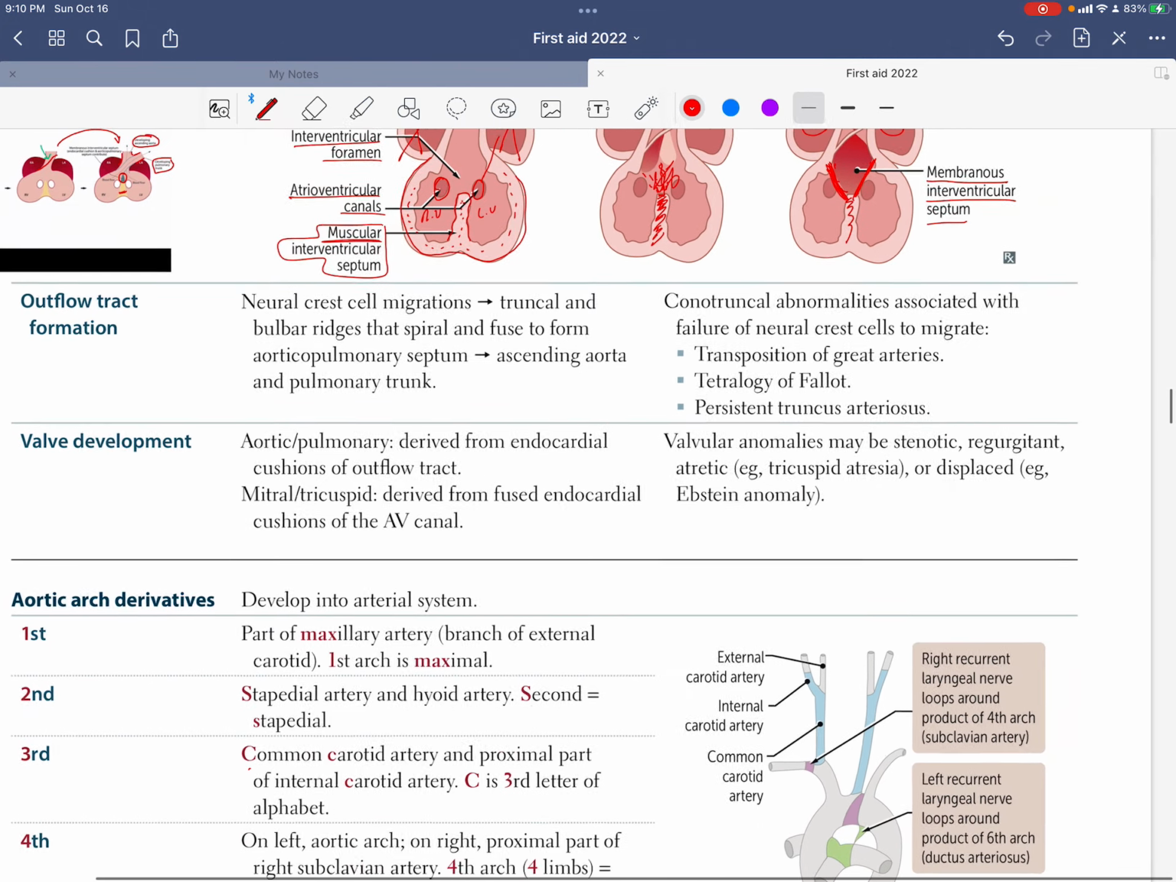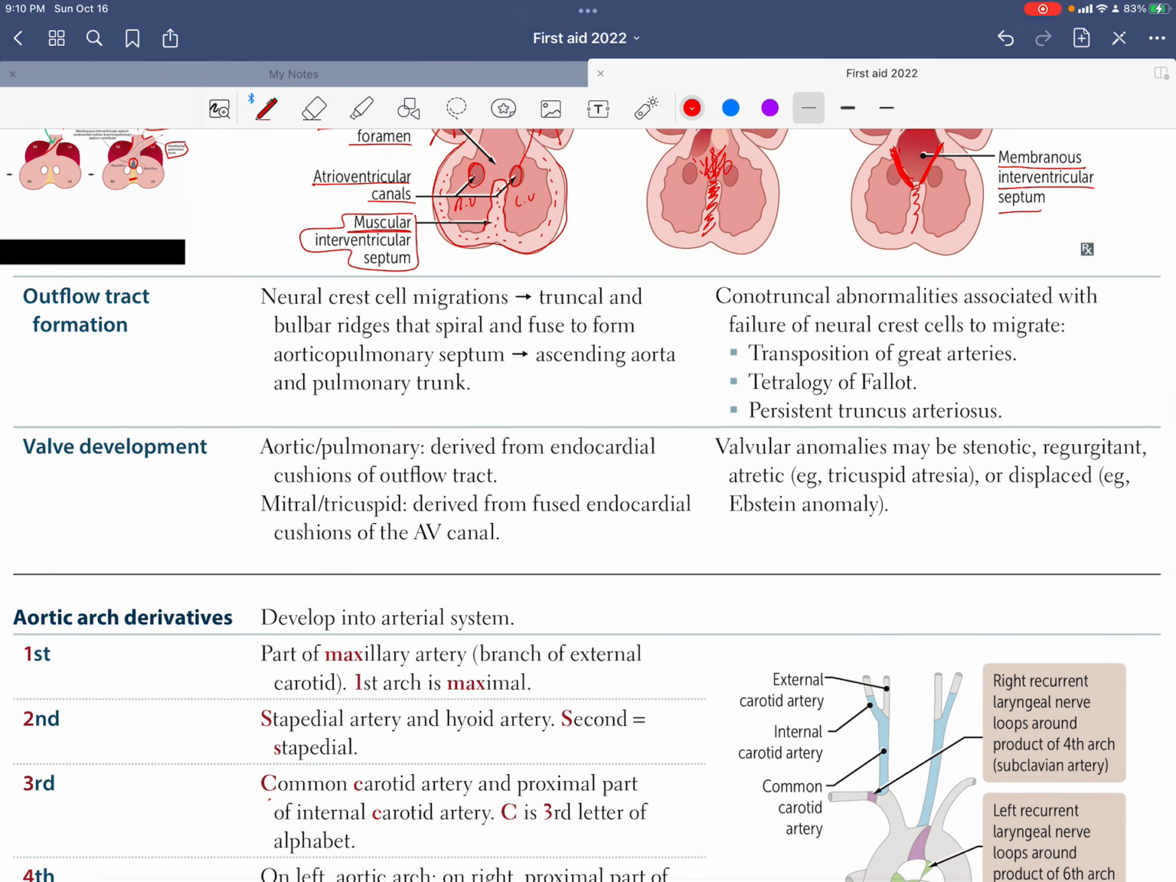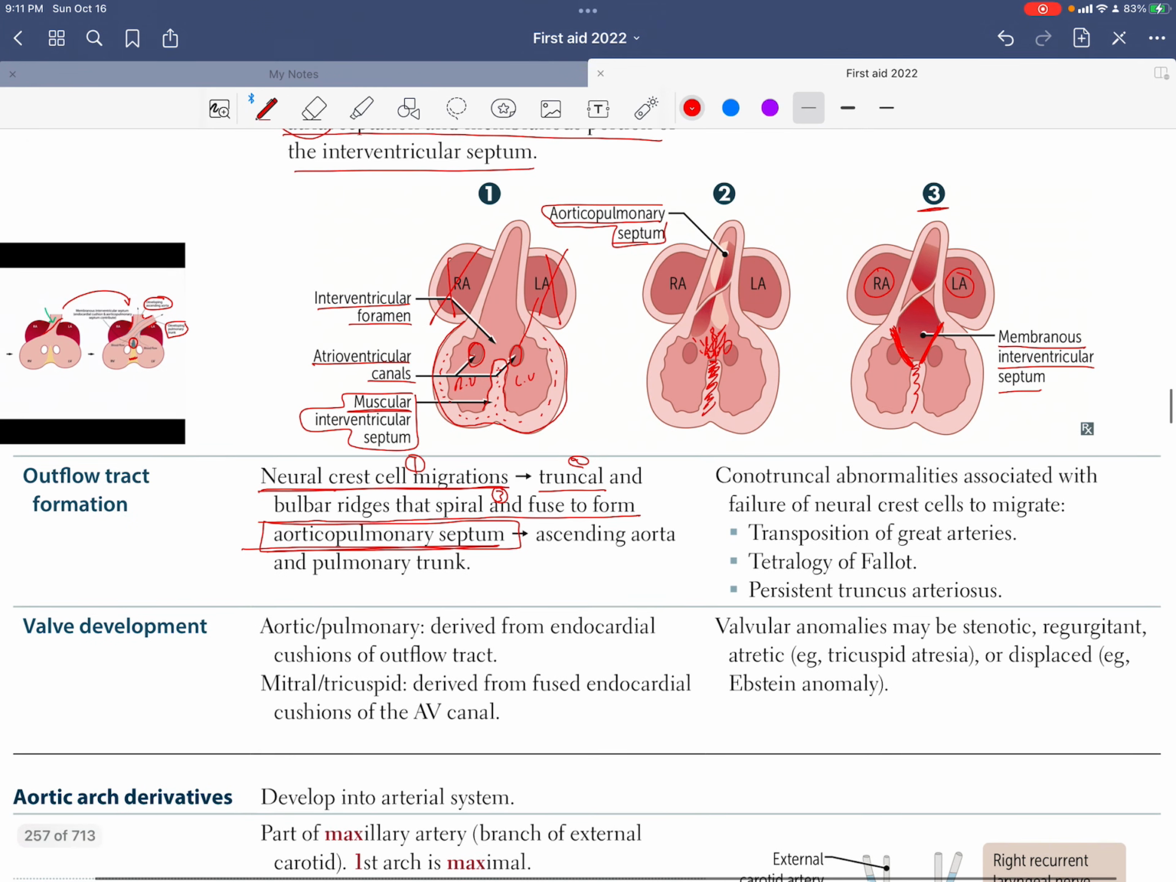The outflow tract is basically the tract that takes blood out of the heart. The major source of this transformation is neural crest migration. The neural crest migration leads to truncal and bulbar ridges that spiral and fuse to form the aorticopulmonary septum. So that's one, neural crest cell migration. Second, the truncal and bulbar ridges. Third, they spiral and fuse in order to finish with the aorticopulmonary septum.